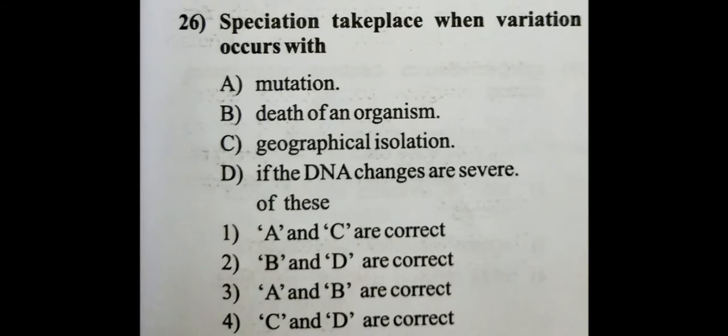26. Speciation takes place when variation occurs with A. Mutation, B. Death of an organism, C. Geographical isolation, D. If DNA changes are severe. So among the options, C and D are the correct reasons for bringing up speciation. So option 4, C and D are the correct.